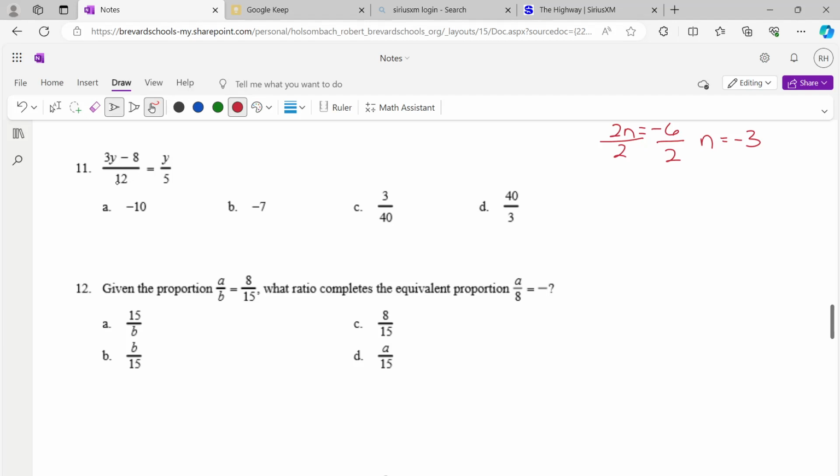All right, again, number 11. 12 times y is 12y. Equal to, we got 3y minus 8 times 5. So we need to do the distributive property on the right-hand side. So our 12y equals 3y times 5 is 15y. And negative 8 times 5 is negative 40.